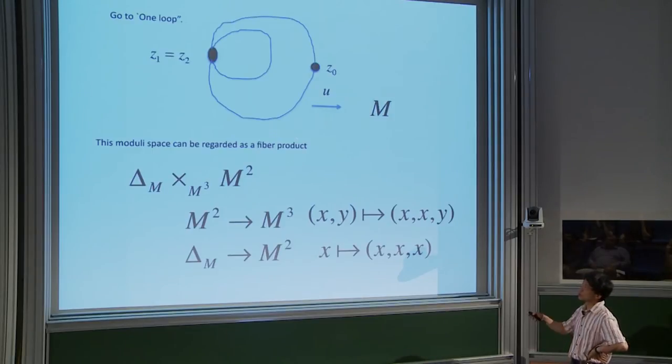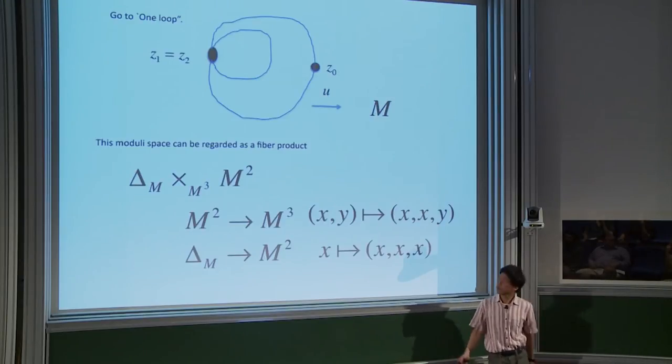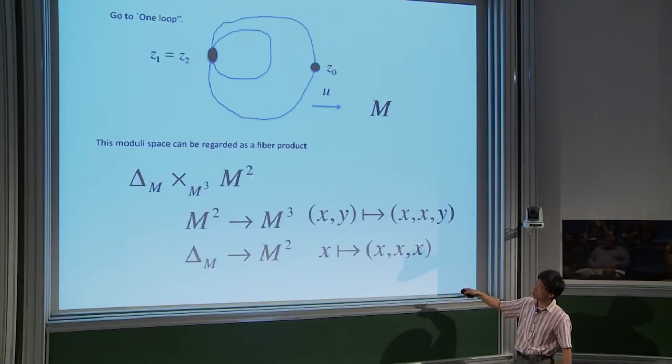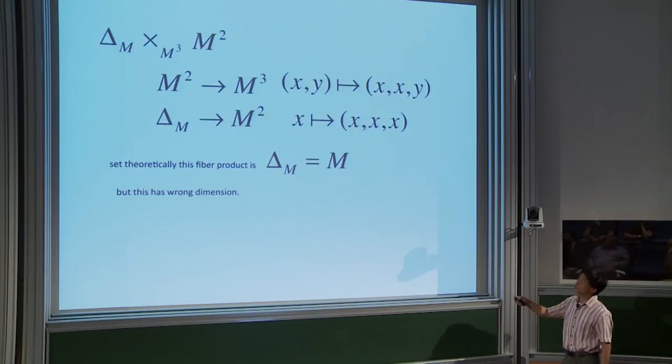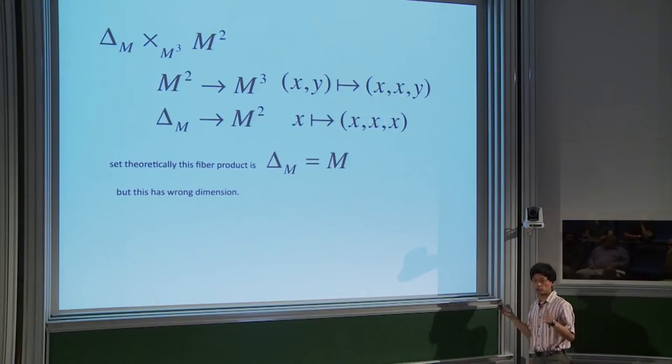Of course, you can regard this as a fiber product. So you have a diagonal. The diagonal is the moduli space of this disk with three marked points. But then you equate that Z1, Z2 go to the same point. This means that you take another M square, and you take a fiber product. The first factor goes to (X, X, X), and the second factor goes (X, Y), with (X, X, Y). This means that you equate the first and the second go to the same place. So you take this simple fiber product. And of course, this simple fiber product, set theoretically, is again equal to M. It's just a constant map, and the source has no moduli.